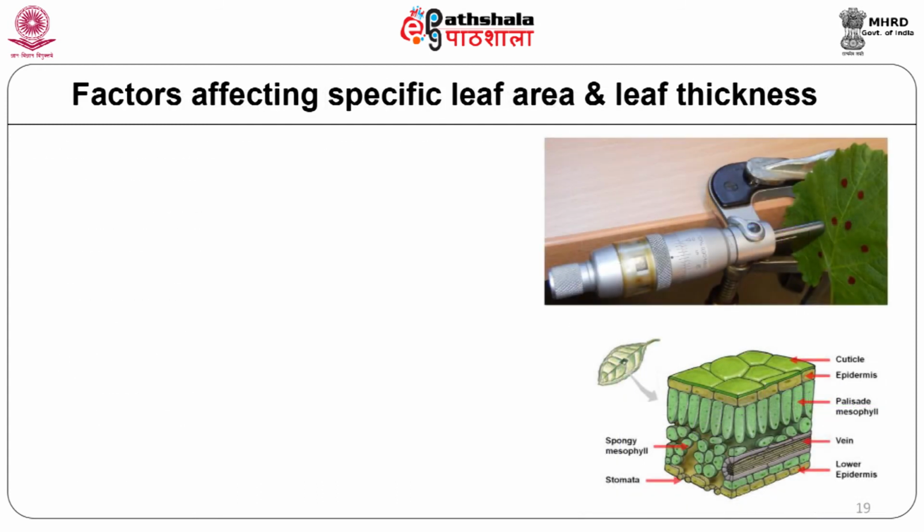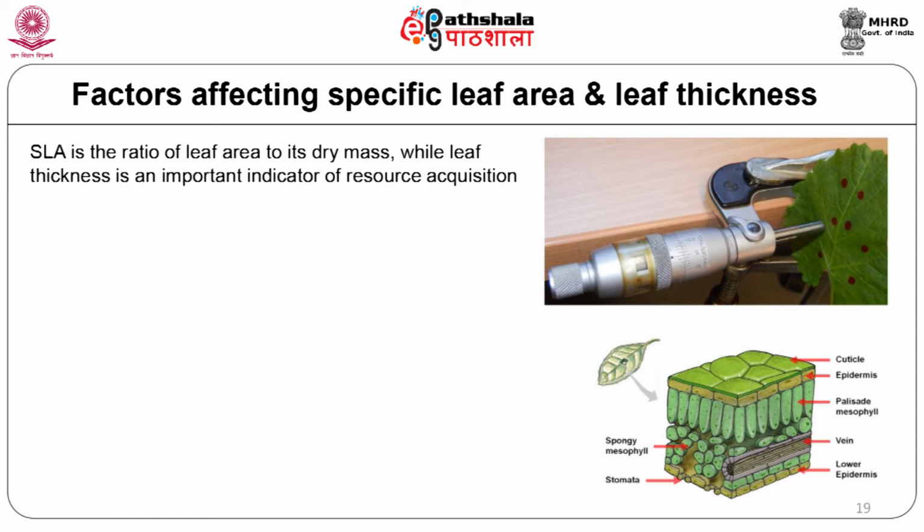Specific leaf area and leaf thickness. Specific leaf area and leaf thickness are also used in growth analysis besides RGR. As seen earlier, SLA is the ratio of leaf area to its dry mass, while leaf thickness is an important indicator of resource acquisition and use and hence of leaf and plant functioning.